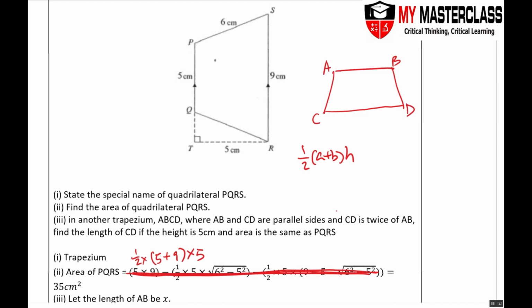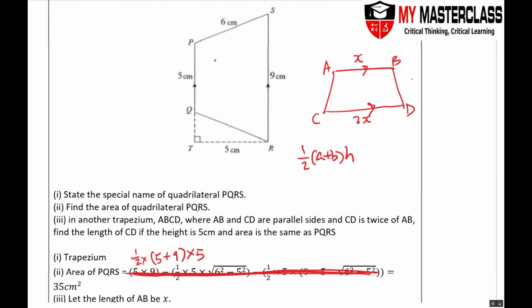Let's put down the information that we know. AB is parallel to CD. I know CD is twice of AB. Since we don't have a value, let's use a variable to represent it. Let's say I put AB as x, which means CD must be 2x because it is 2 times of it.